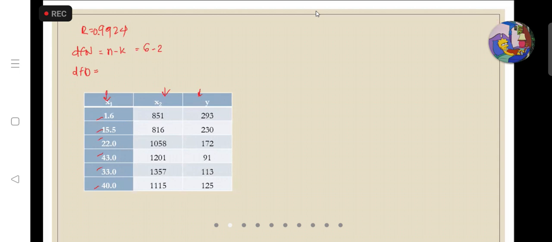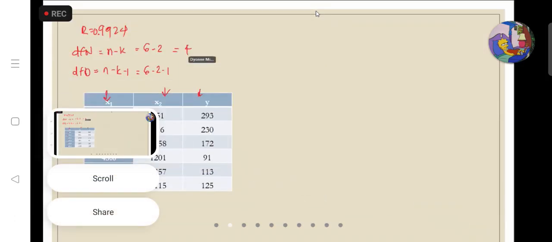So next is the degree of freedom for the denominator. It's n minus k minus 1. 6 minus 2 minus 1. So our degrees of freedom for the numerator is 4. Our degrees of freedom for the denominator is 3.